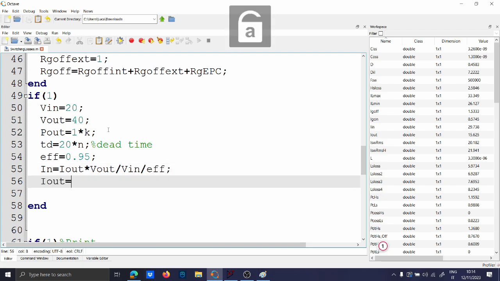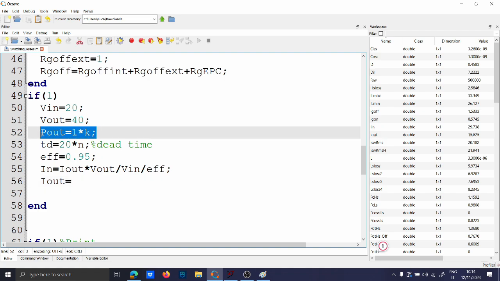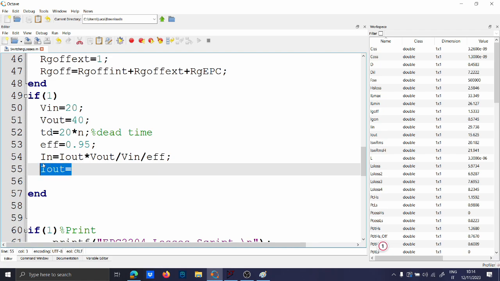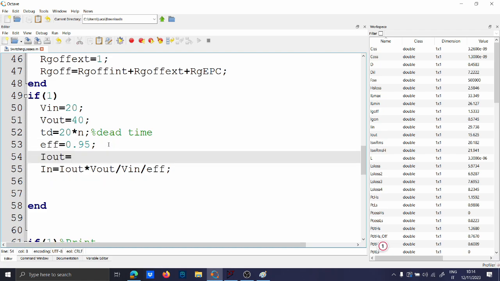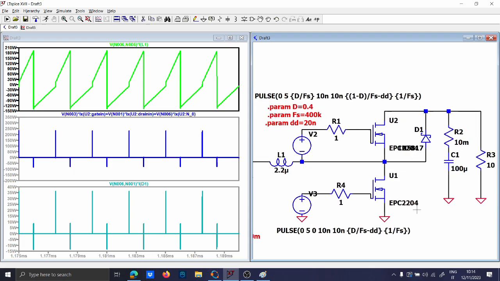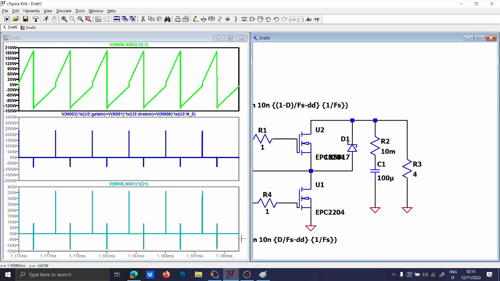The output voltage we will set, I don't know, we will set the load. We don't even need P out, actually. We need to define the I out before, otherwise you won't be able to read it. Let's set a very simple output current, like 10. Okay, we'll set 10 as an output current. So the resistor to insert in LTSpice will be V out over I out, which is 4. This resistor will be 4.